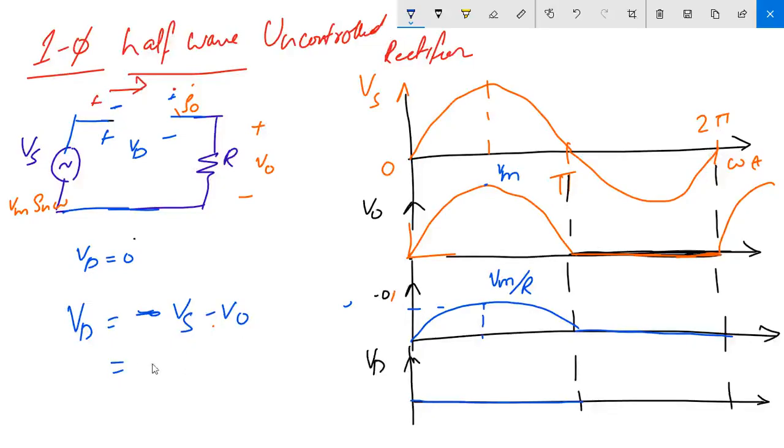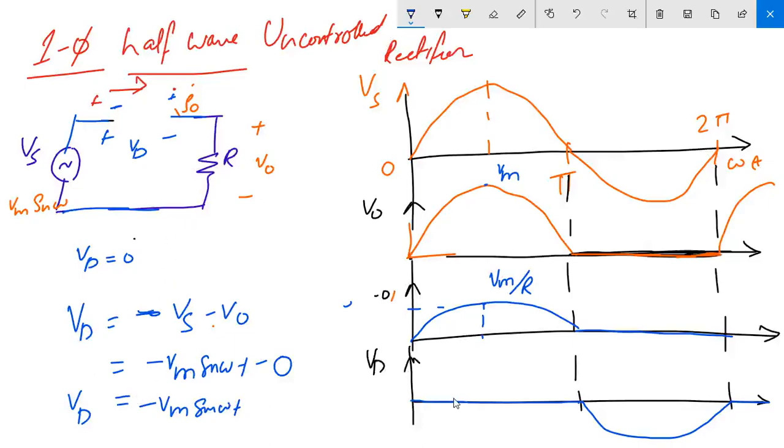So Vs is minus Vm sin omega t and V naught is 0. During the negative half cycle, you can see Vs is minus Vm sin omega t and V naught is 0. So actually Vd is minus Vm sin omega t. So it is this waveform, the negative half cycle of your Vd.